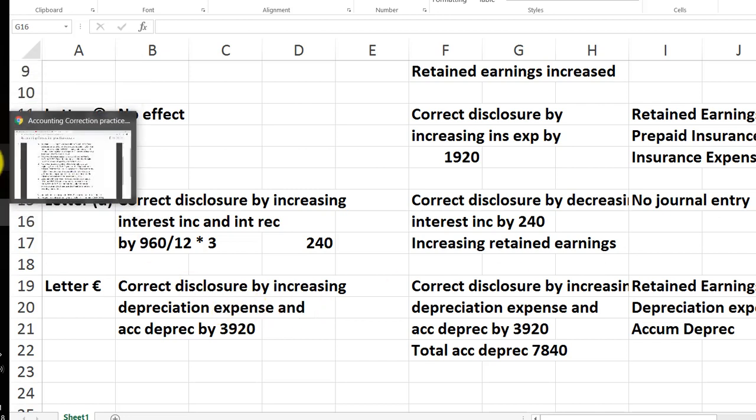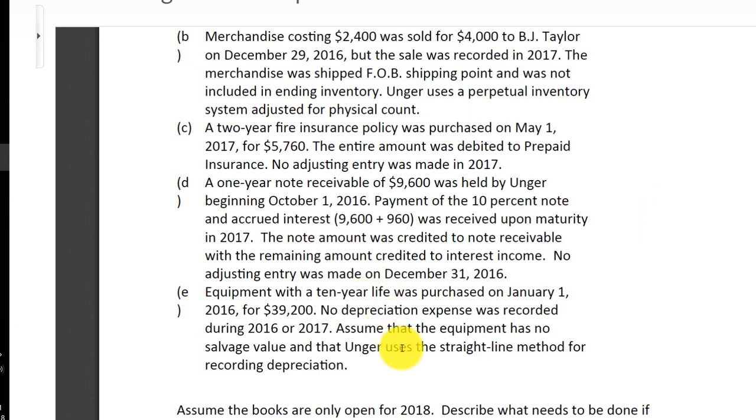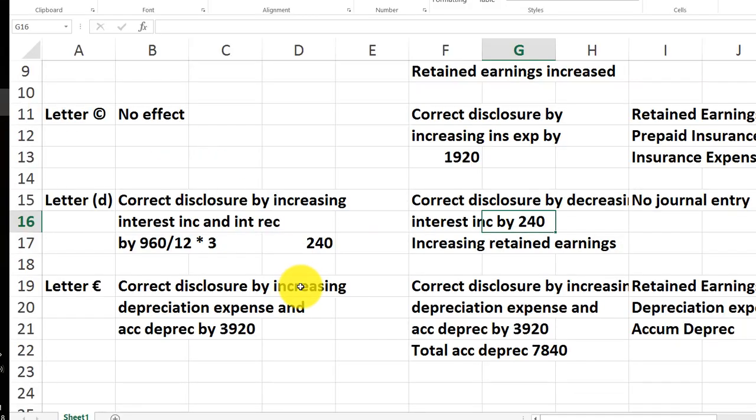All right. And our last correction, equipment with a 10-year life was purchased on January 1st. No depreciation for 2016, 2017. And then we'll assume also we need to do 2018. But we can make that as an adjusting entry. So let's look at what we need to do to correct 2016. We increase depreciation expense and accumulated depreciation. That reduces our assets for 3920 for 1 year of depreciation.